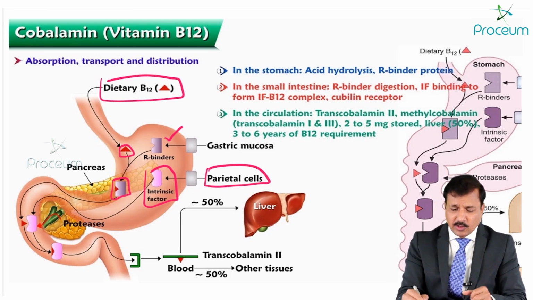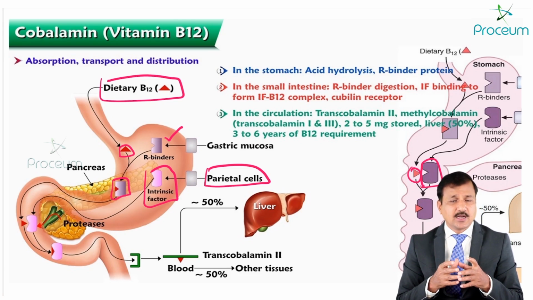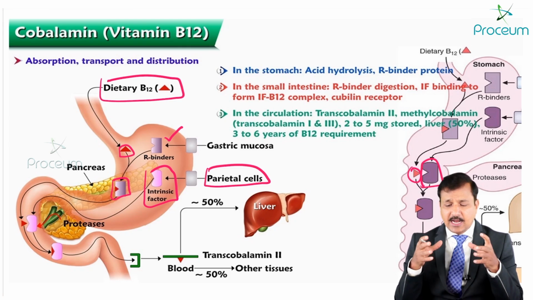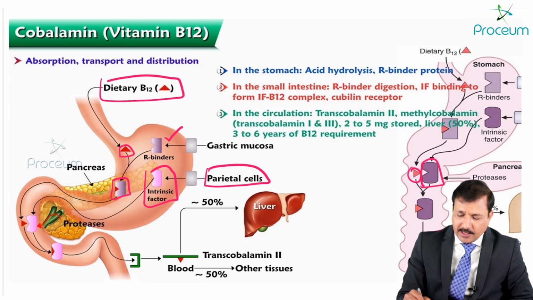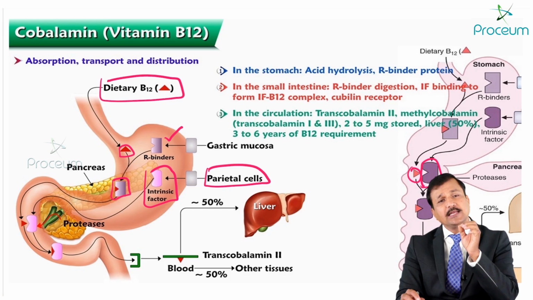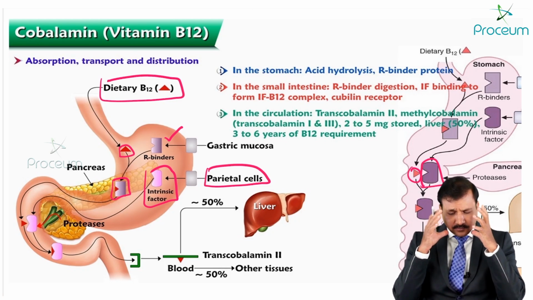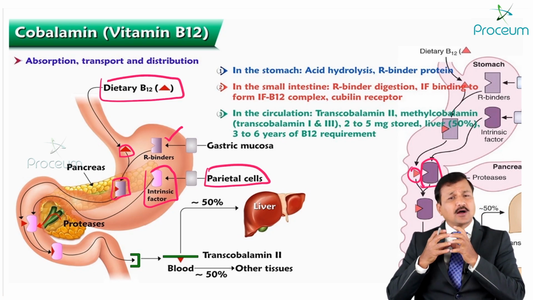Now you have a vitamin B12 which is free, and that vitamin B12 is going to bind with intrinsic factor, which is facilitated by alkaline pH. Now we have the intrinsic factor vitamin B12 complex, and it is going to bind with the cobalamin receptors which are located in the terminal ileum. Make sure you remember this. Terminal ileum, that's where the cobalamin receptors are present.